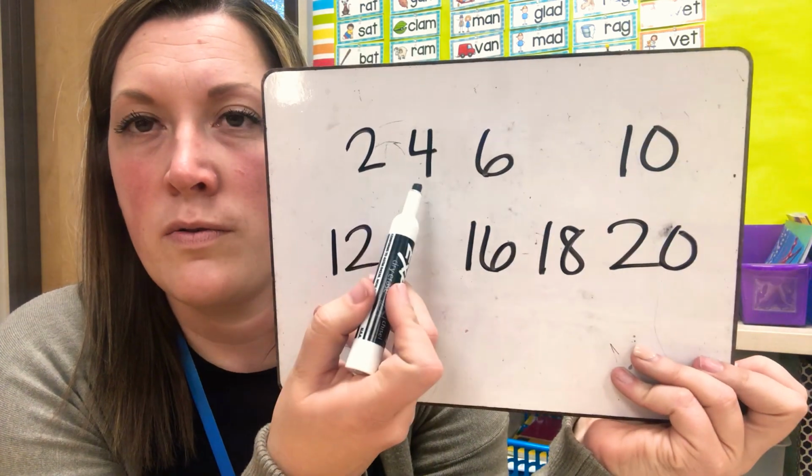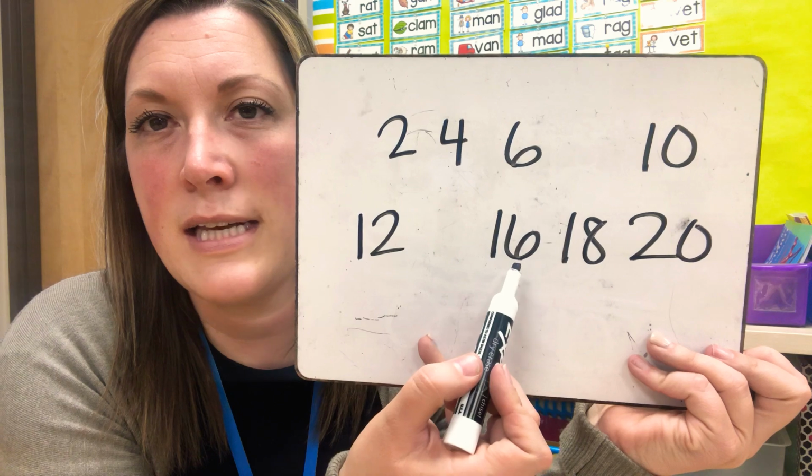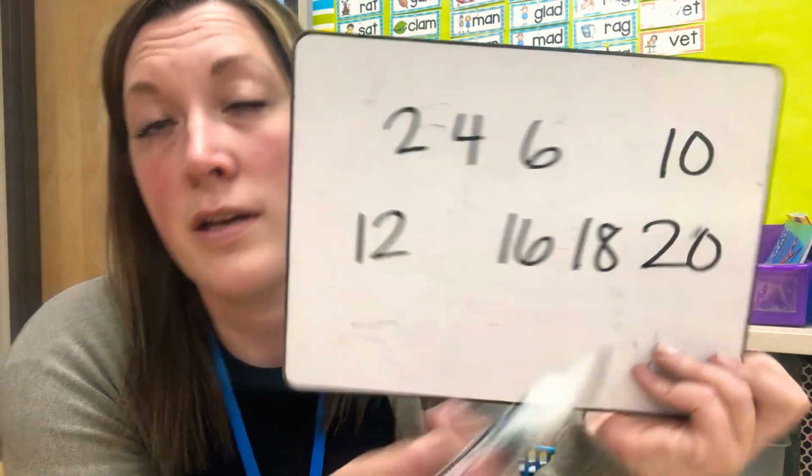Then someone gets to erase another one. 2, 4, 6, 8, 10, 12, 14, 16, 18, 20. So you could practice and do that little game at home if you wanted to, but practice counting your even numbers and your tens. Okay, good job, you guys.